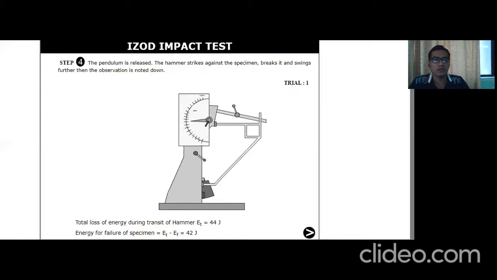So the energy of failure for the specimen is equal to the total loss of energy during transit of hammer minus the loss of energy due to friction. So 44, and the loss of energy due to friction was 2 joule. So the energy for failure of the specimen is equal to 42 joule. So this is the trial number 1 observation.